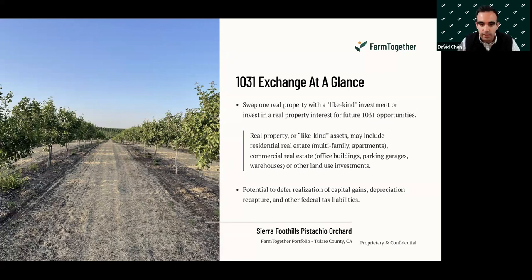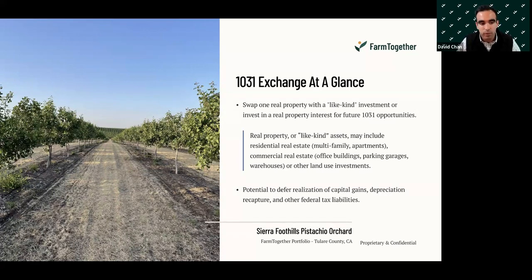So like-kind assets can include residential real estate, which would of course include multifamily, commercial real estate, or other land use investments. And so this third category here is where farmland would fall. And what I often hear from investors who are considering a 1031 exchange is that they were not aware that farmland falls under the like-kind definition, or can be considered as a 1031 eligible option. And so we've helped investors who have sold commercial real estate properties, gas stations in one state, and they've replaced those properties with a hazelnut orchard in another state.